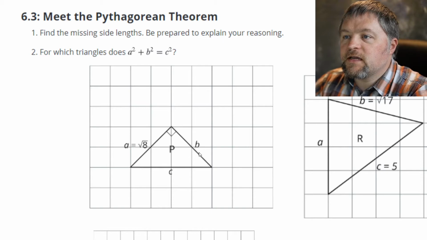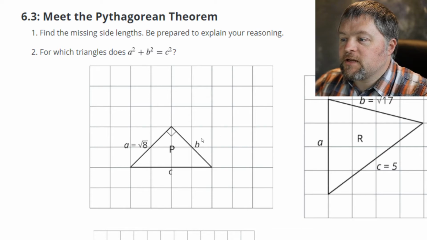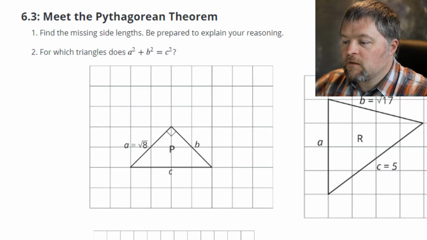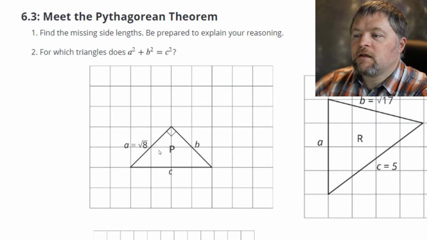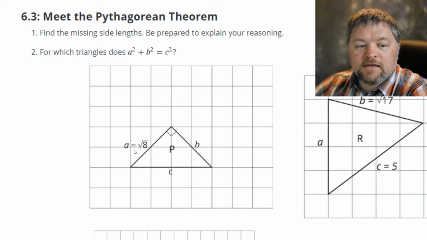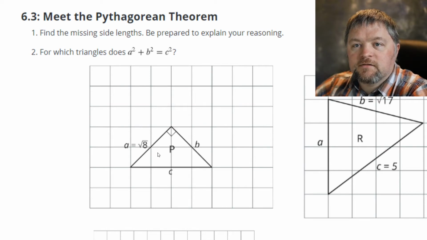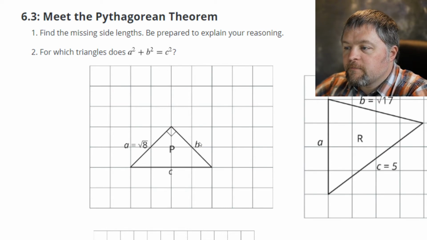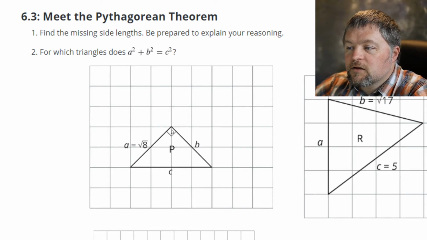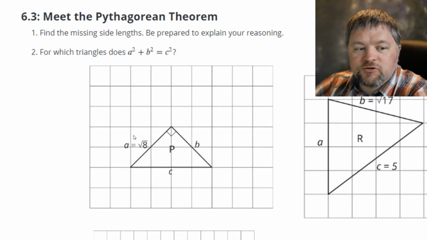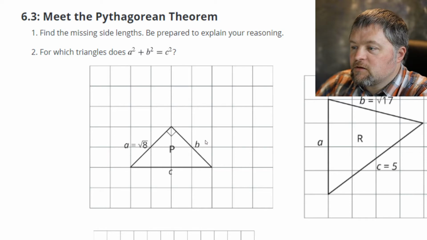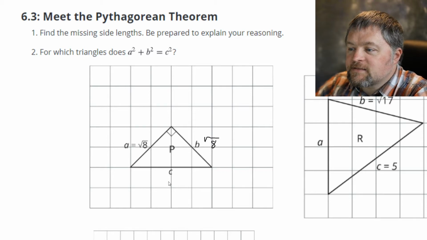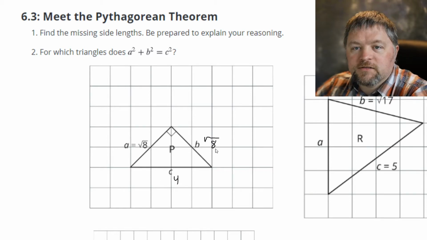6.3. Find the missing side lengths. Be prepared to explain your reasoning. Okay. Side A here is the square root of 8 units. Side B is congruent. This is over 2 down 2. This is over 2 down 2. Those two side lengths are the same. So side B will also be the square root of 8 units. And side C is 4 units.